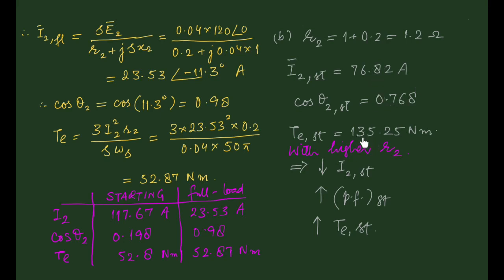And one more advantage we see with higher rotor resistance is that the starting torque is increased. It's quite large compared to the starting torque when the rotor resistance is the actual rotor resistance, 0.2 ohms only. So what we have concluded from this problem is that with a higher rotor resistance, the starting current is lowered and the starting power factor of the motor will be improved, and the starting torque is also increased.